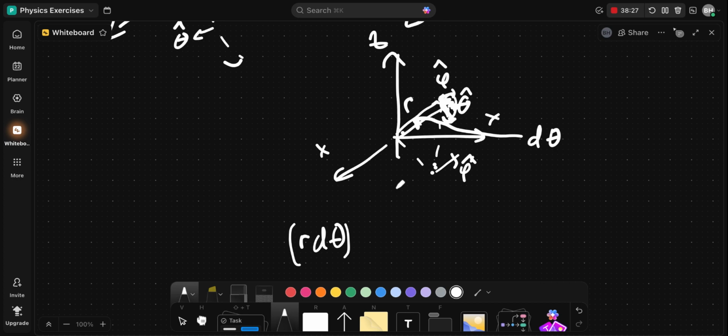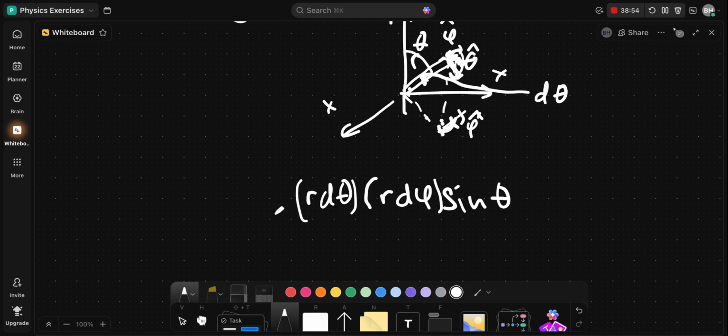Now, what about in the phi direction? In the phi direction, you also have an arc length, so it's going to go like r d phi. But you have to keep in mind that this is a projection of the vector down to the xy plane. And if this angle is theta, then here you need a sine theta to get the proper arc length in the phi direction. And if you multiply these two together, then you get the area element on the surface of a sphere of radius r. So this is the infinitesimal area element on the surface of a sphere of radius r.